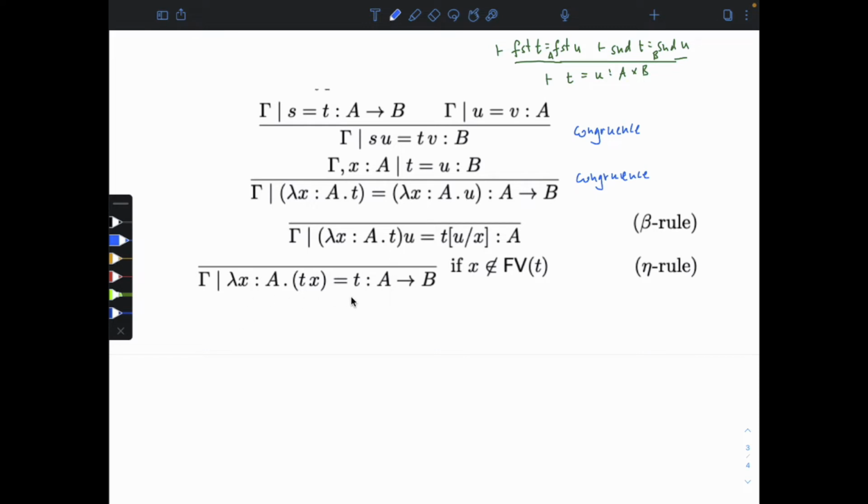And this one here is called an Eta Rule. And it says that if you take a function apart and put it back together, you get the same function. So, right? Applying t at x means you're taking it apart. You're taking a little piece of your function, one value at one argument, and put them back together, and you get the same function.